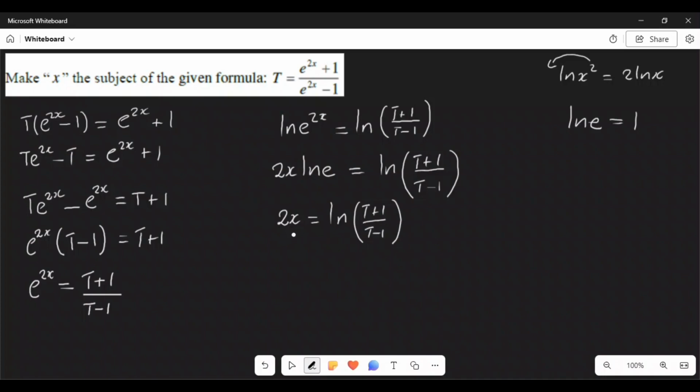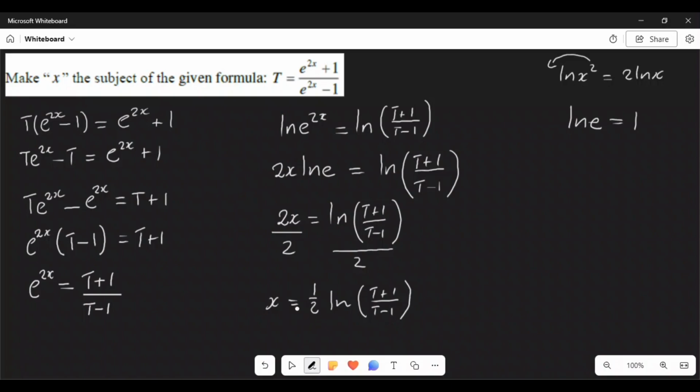So from here, what do we do? We divide by 2 on both sides. Remember, we're looking for x. So when you divide by 2, here we're going to be left with x. And then we're going to have, you can write it like this if you want to, 1 over 2 multiplied by natural log of t plus 1 over t minus 1. All right, so this, you can leave it like this.